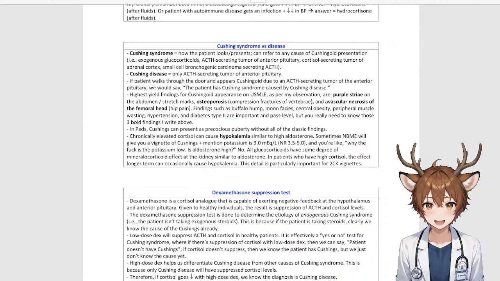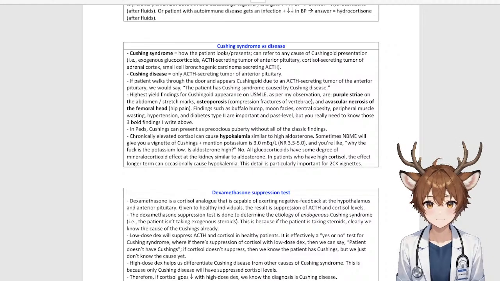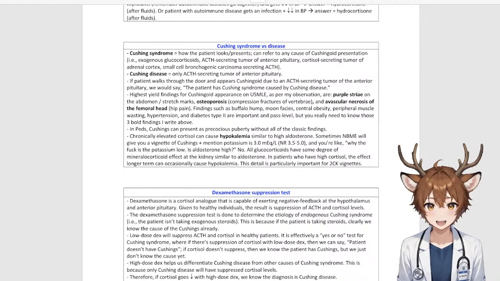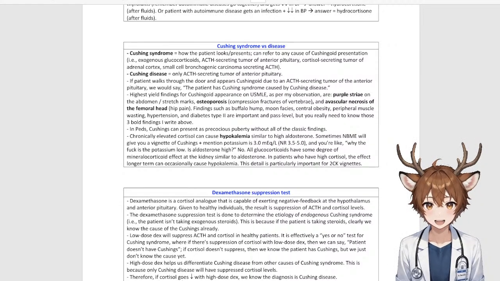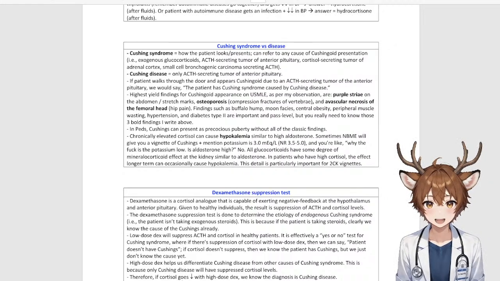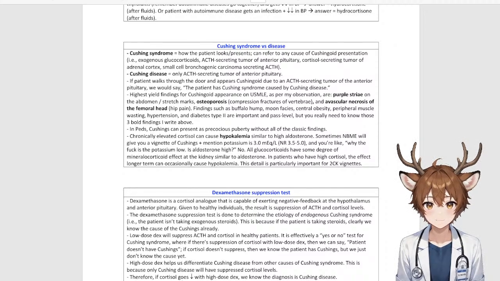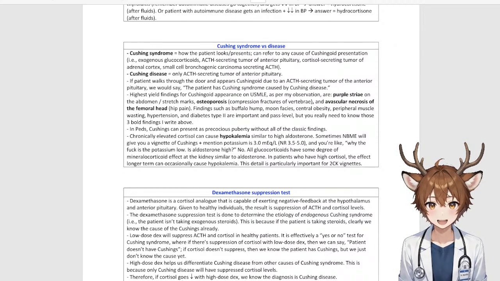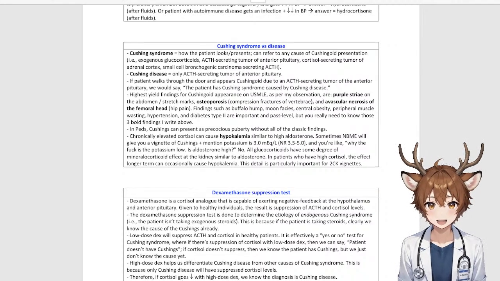Cushing's syndrome versus disease. Cushing's syndrome, how the patient looks/presents, can refer to any cause of Cushingoid presentation, i.e. exogenous glucocorticoids, ACTH secreting tumor of the anterior pituitary, cortisol secreting tumor of the adrenal cortex, small cell bronchogenic carcinoma secreting ACTH, so forth. Cushing disease, only ACTH secreting tumor of anterior pituitary. If the patient walks through the door and appears Cushingoid due to an ACTH secreting tumor of the anterior pituitary, then we would say the patient has Cushing's syndrome caused by Cushing disease.